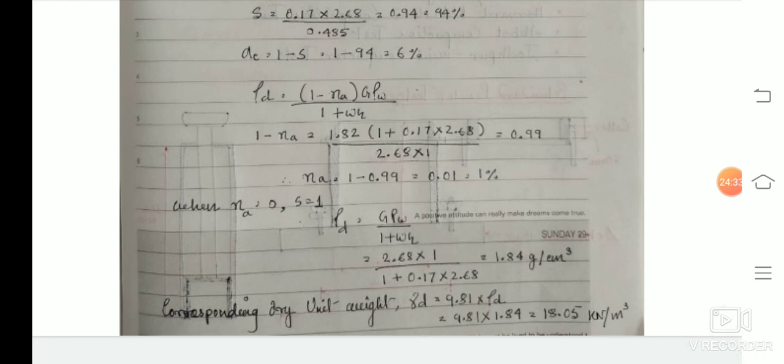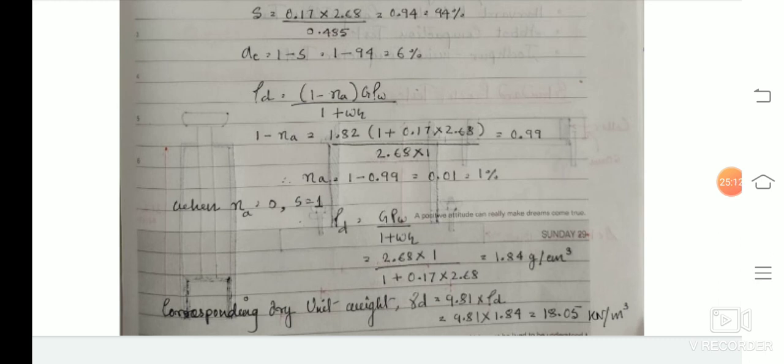If we want the dry density in terms of unit weight of the soil, we have to convert the value from gram per cc to kilonewton per meter cube. Hence, we multiply the value in gram per cc by 9.81, that is g. So g times rho d is 9.81 into 1.84, which is 18.05 kilonewton per meter cube. Hence, the dry unit weight of the soil is 18.05 kilonewton per meter cube.